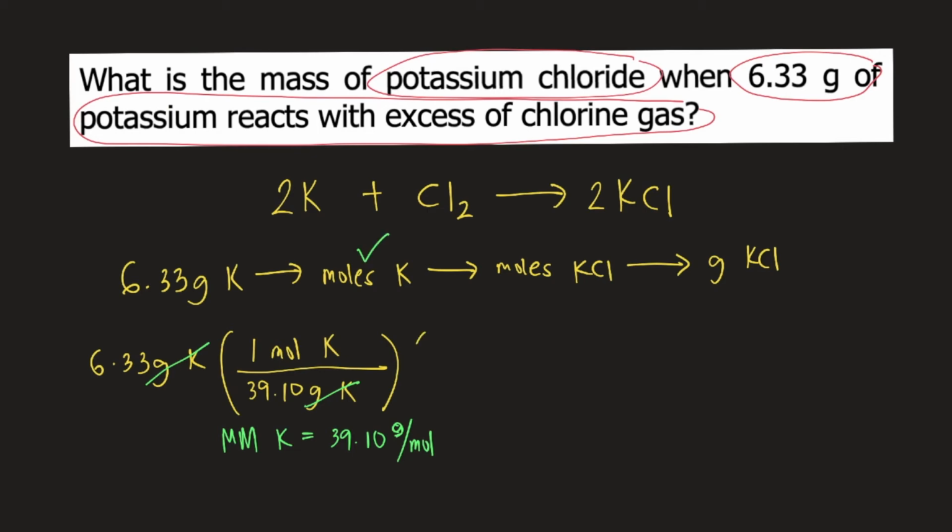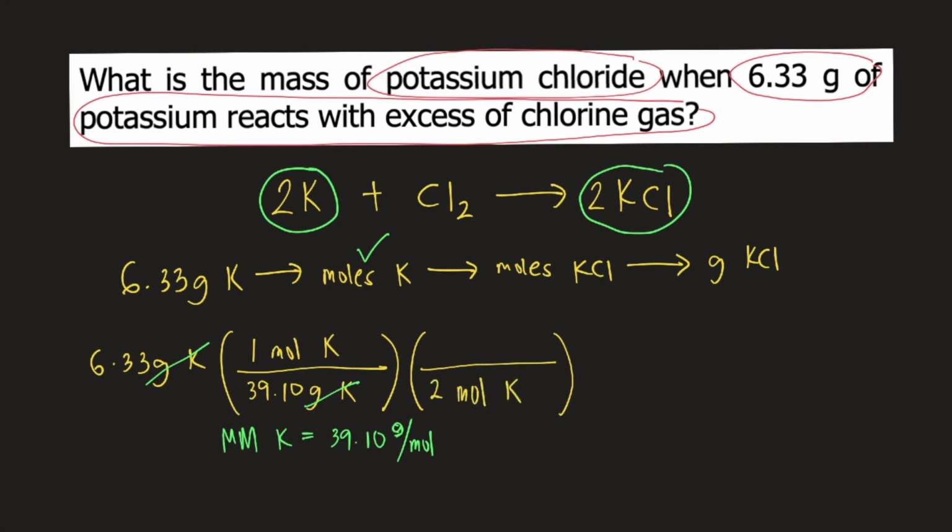Now, how do you convert moles of potassium into moles of KCl? So this is where you use the balanced chemical reaction. If you look at the reaction, it says here that 2 moles of potassium will produce 2 moles of KCl. So you put that into your conversion. 2 moles of potassium forms 2 moles of KCl. So moles of potassium will cancel. Now you have moles of KCl.